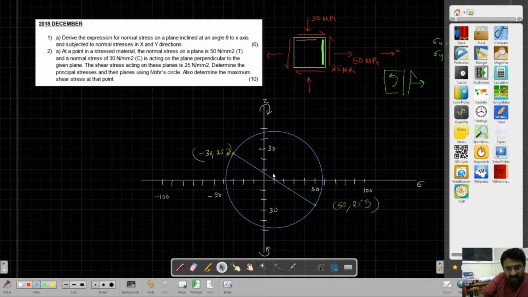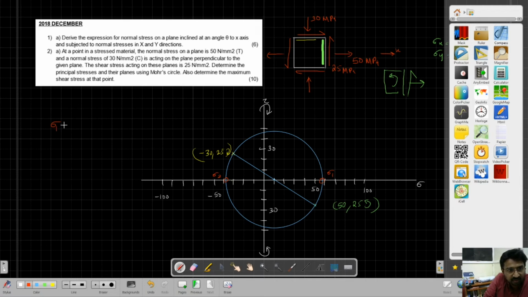This is the center of the Mohr circle. Now we have certain interesting points here. There is one point here, and another point here. This point is known as sigma 1, and this is known as sigma 2. The importance of these is that in this circle, these are the only 2 points where shear stress is 0. So these 2 points are nothing but the principal stresses.